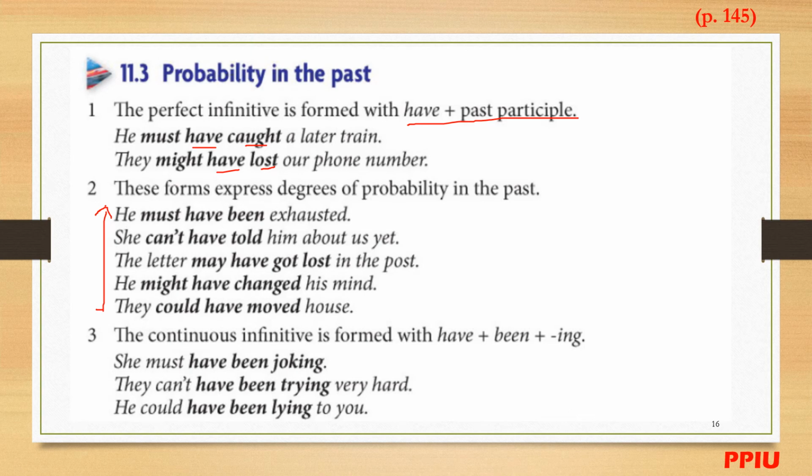The continuous infinitive is formed with have plus been plus verb-ing. She must have been joking. Have been and verb-ing. She must have been joking. They can't have been trying very hard. He could have been lying to you. Have been plus verb-ing. So in this part, we just talk about probability in the past, which we form with the perfect infinitive.